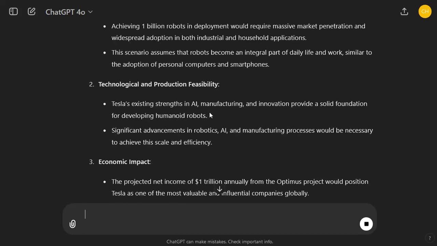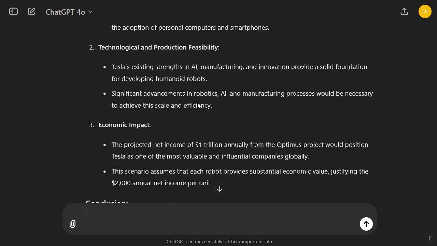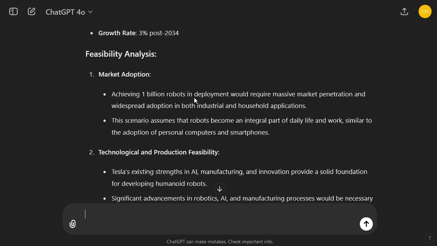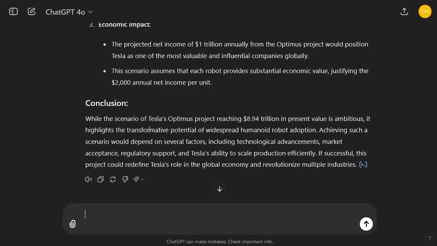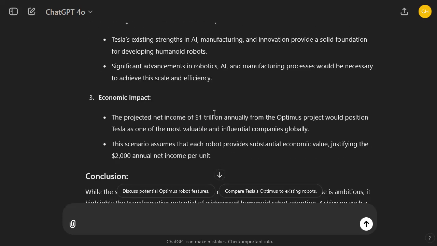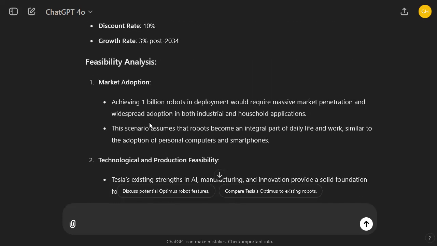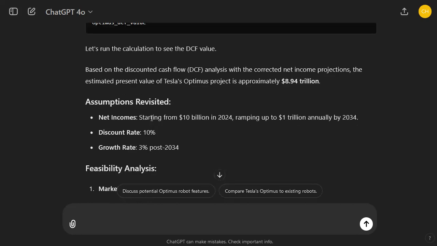I hadn't asked for this, but it figured out that I would be interested in this kind of information. Why? Because I asked it for DCF analysis previously. So it anticipated my questions, and it just did the analysis without asking me.